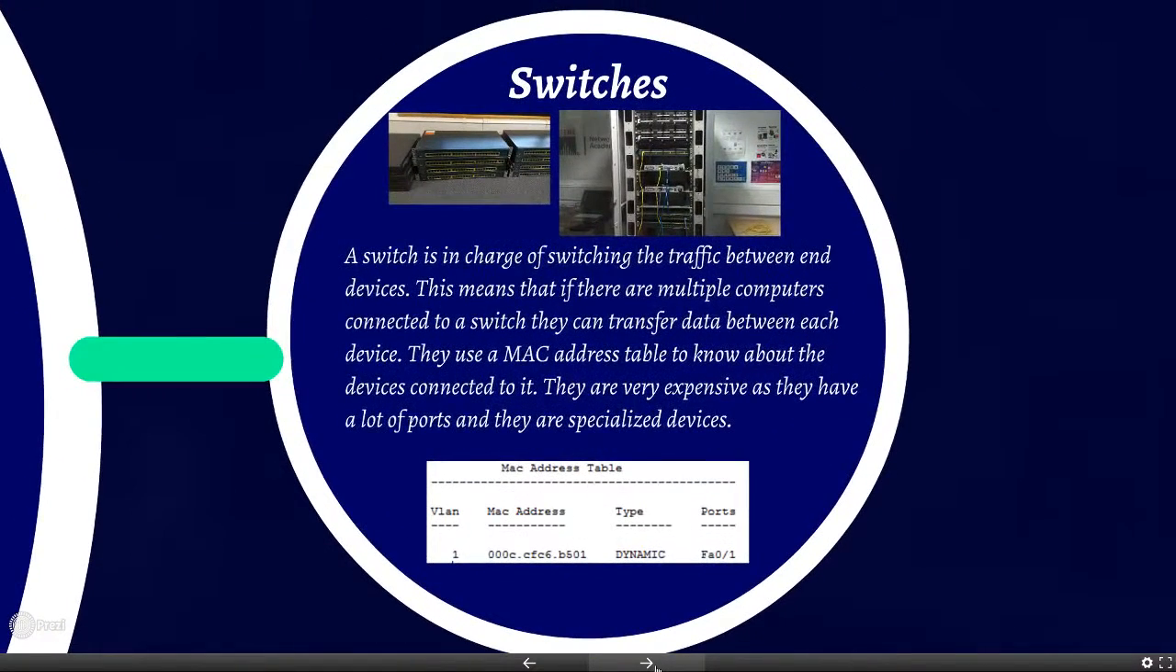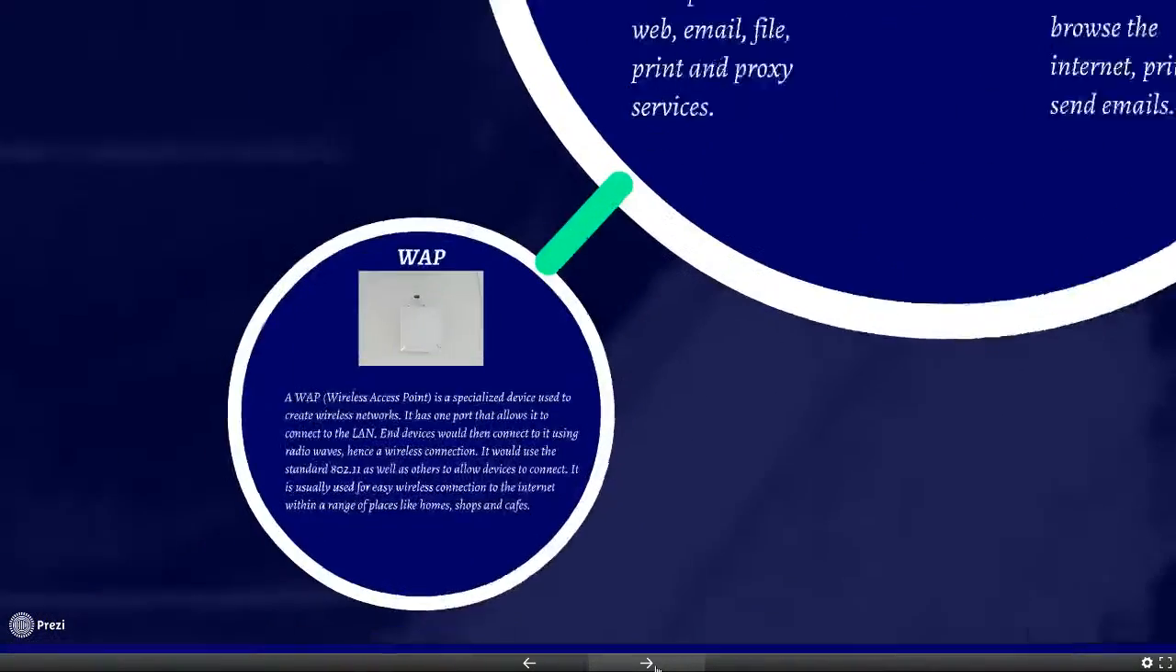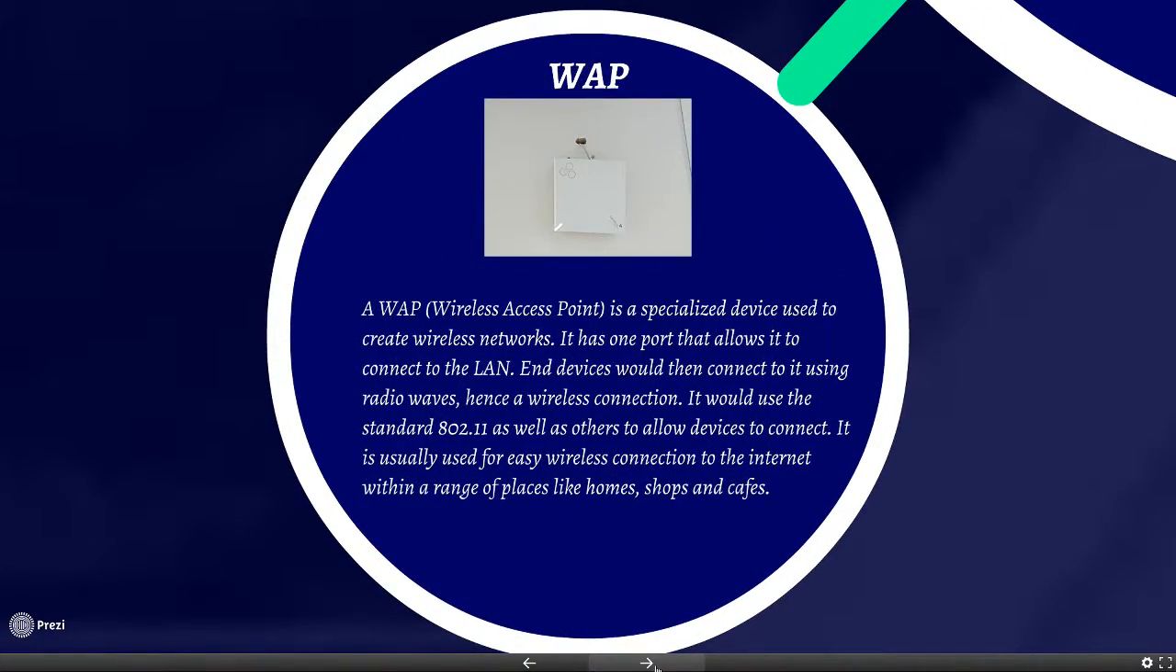The next component I will be talking about is the switch. The switch is another specialized device, but this is used to connect multiple devices together so that they can transfer data between each other. They can be expensive as they have so many ports which allow for many different devices to be connected. The next device I will be talking about is a wireless access point. This is used to allow devices to connect using wireless signals like radio waves. It is commonly used in homes for easy internet access, as a password is the only thing required.